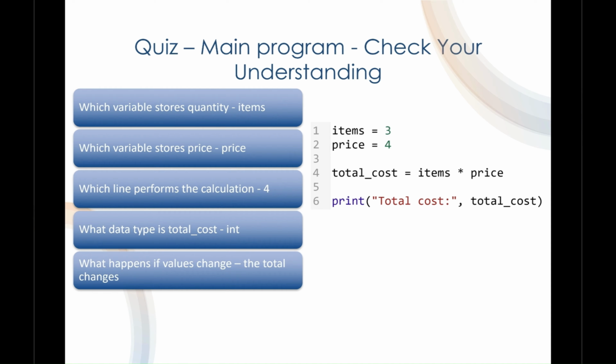Okay, answers. Which variable stores quantity is items. Which variable stores price is price. Which line performs a calculation? It's line number 4. What data type is total cost? In this case, it's an integer, but depending on the price or the number of items, more likely the price, the data type could change to a floating point or float data type. And then what happens if values change? Well, like we saw in the program, the total cost changes.